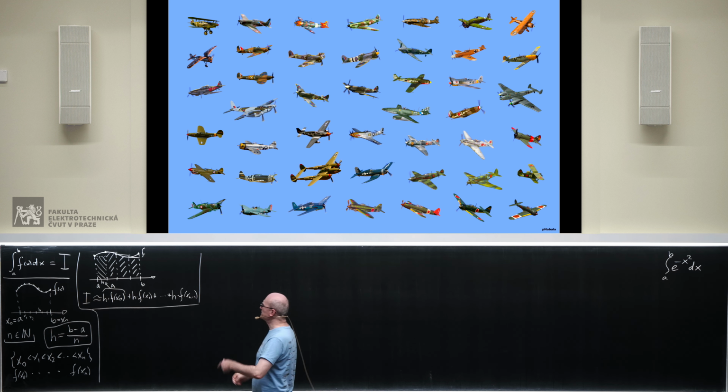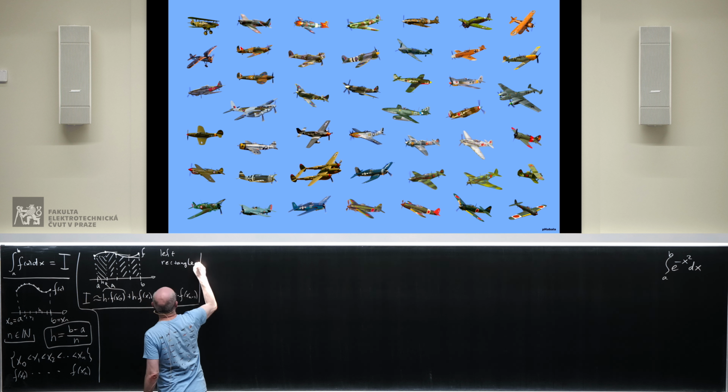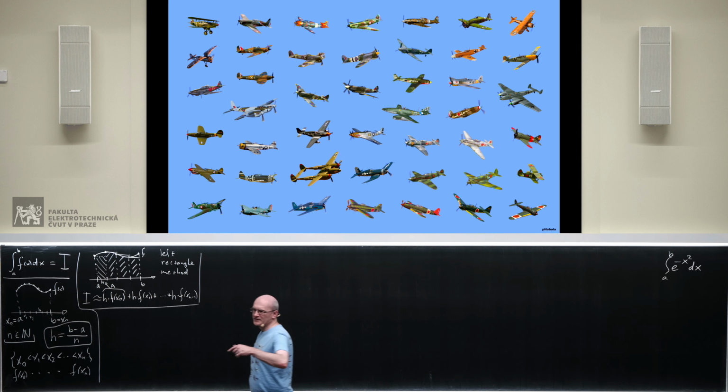There is a name for this idea. This is called the left rectangle method, or left rectangle formula, or left rectangle rule, and so on. Okay, let's try it out.